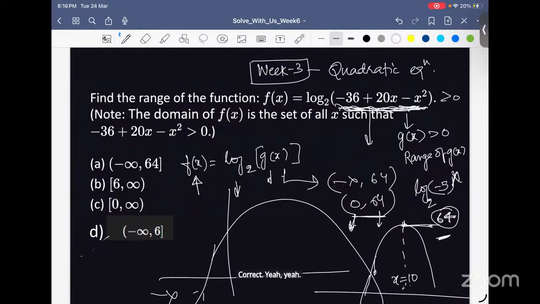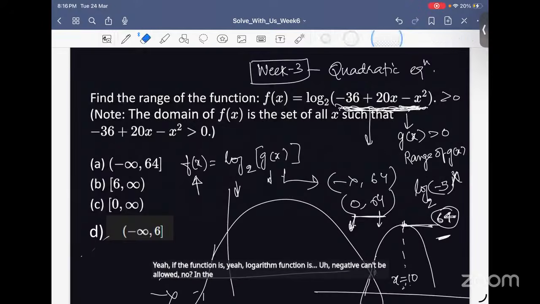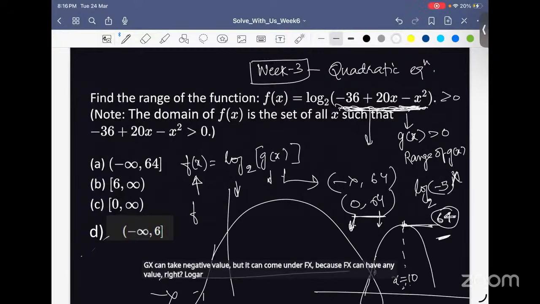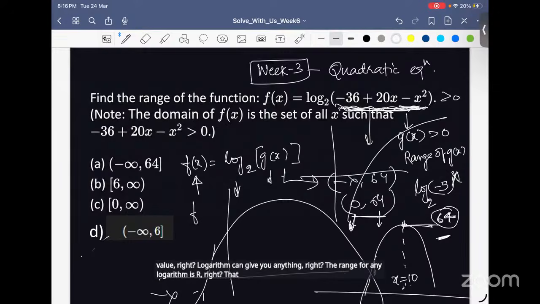If the function is logarithm, negative can't be allowed in the log. Gx can't take a negative value, because it comes under log. But fx can have any value, right? Logarithm can give you anything. The range for any logarithm is R, right? But the argument itself, gx, should not be negative. That can't be negative.